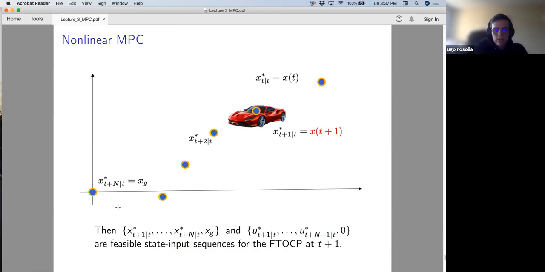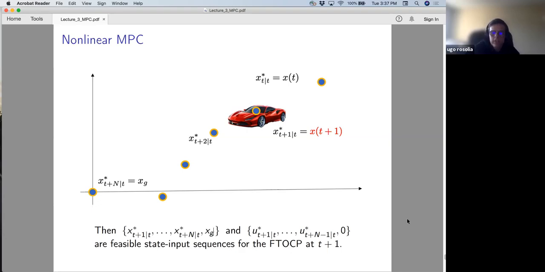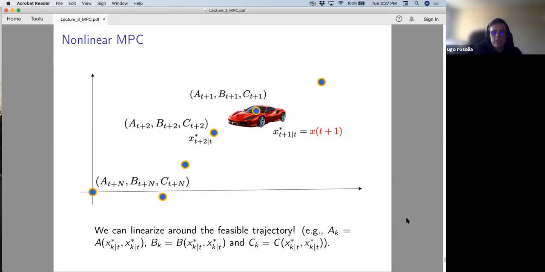The only reason why I wanted to show this strategy also for nonlinear systems is because in nonlinear systems, this feasible trajectory really carries very important information. This feasible trajectory can be used, when we have nonlinear systems, to linearize our system dynamics. And this is going to help us when we want to solve model predictive or receding horizon planning in general for nonlinear systems.